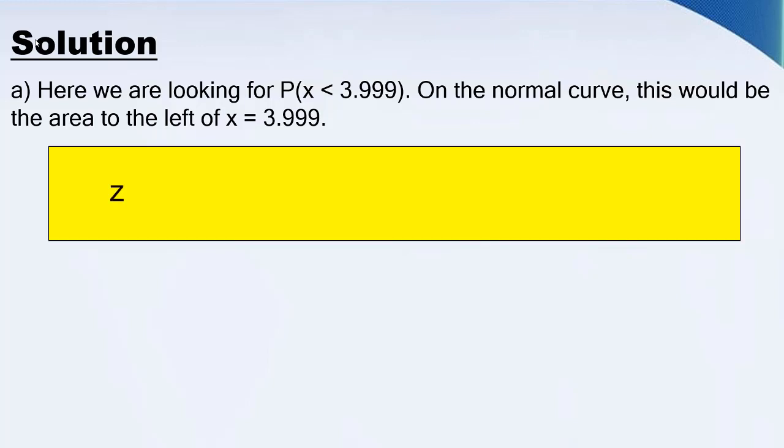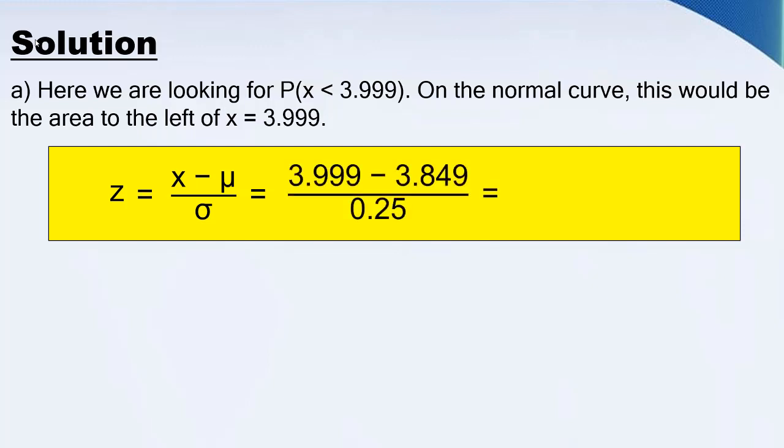So let's take that 3.999 and find the z-score. Z equals x minus mu over sigma. The x is 3.999. The mu is 3.849. And the sigma is 0.25. So when we subtract on top, we get 0.15 over 0.25, which is 0.60. And again, I went to 2 decimal places because our z-scores are 2 decimal z-scores on the standard normal distribution table.